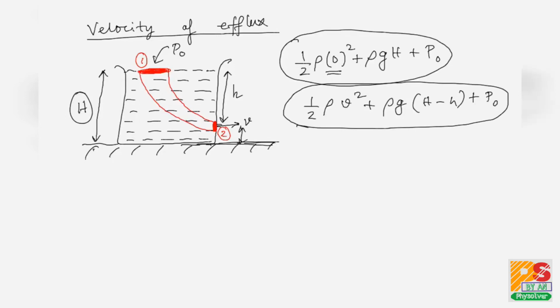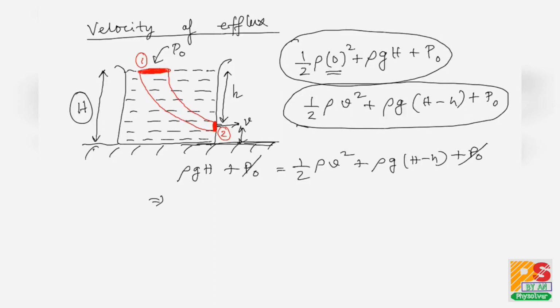Therefore, according to Bernoulli's principle, we can equate these two expressions, and we will get rho g H plus p naught equals half rho v square plus rho g (H minus h) plus p naught. P naught cancels out. So, finally we get that this velocity of efflux is nothing but root over 2 g small h. Remember, this h is not the height from the ground, this h is the depth of the orifice or hole from the free surface of the liquid in the container. I hope you understand this.